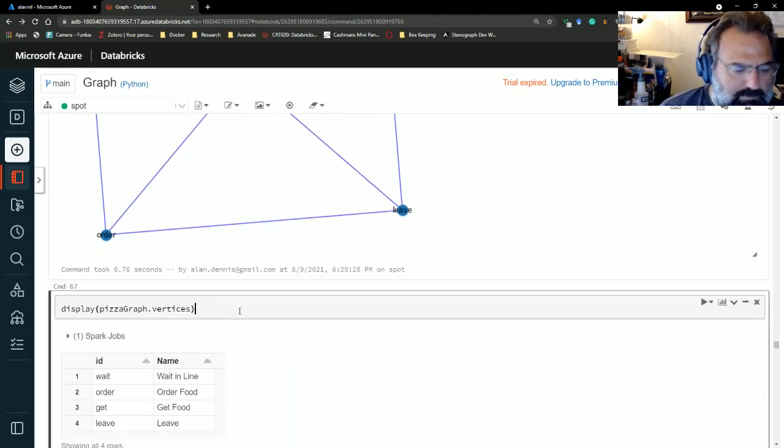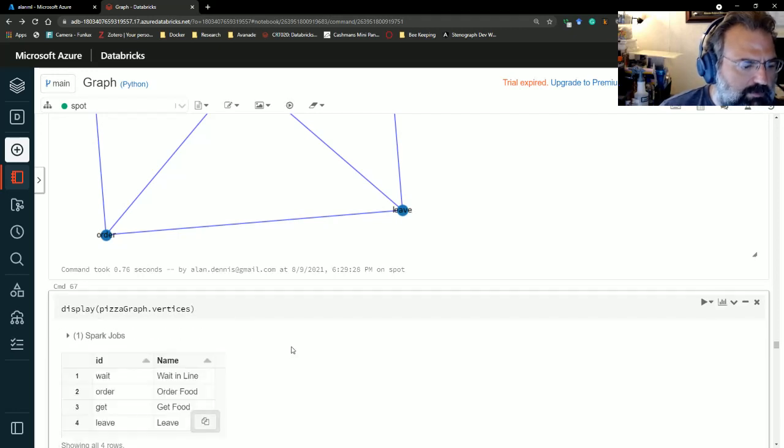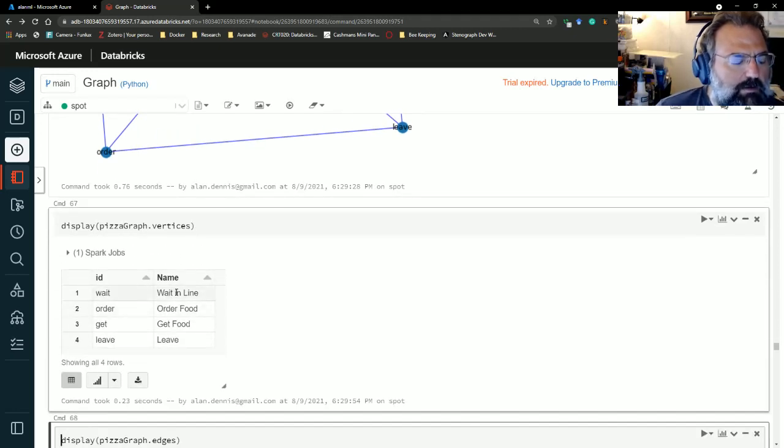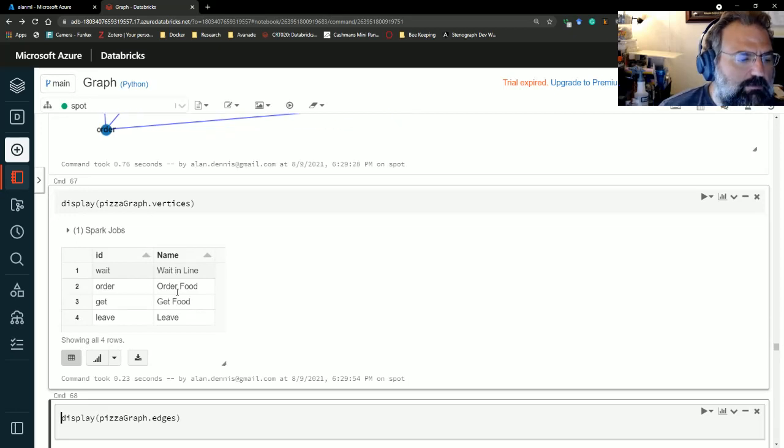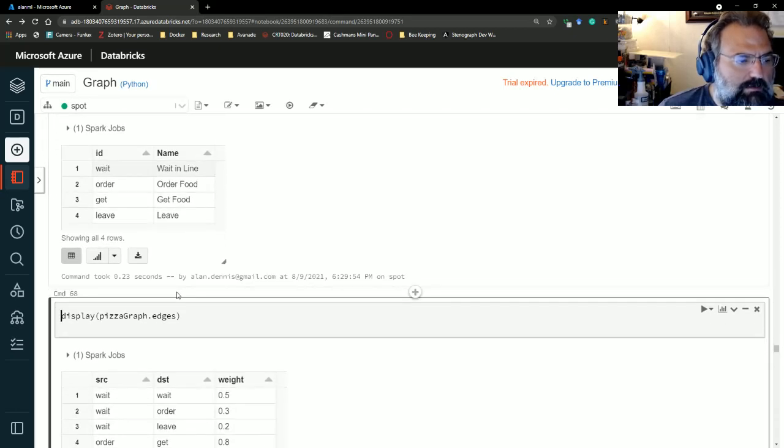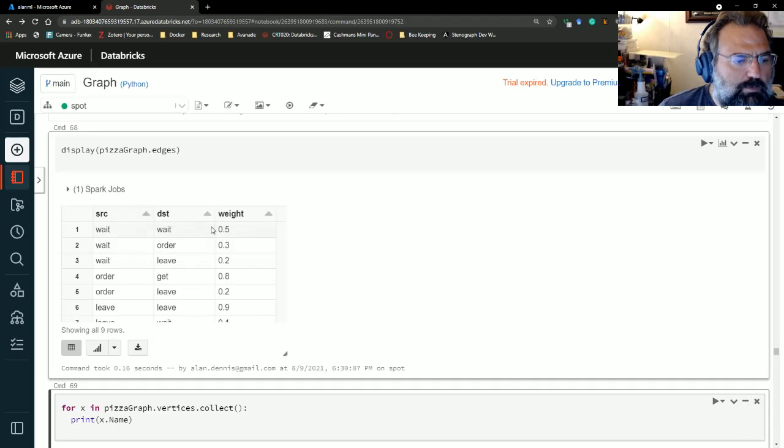We can take a look at the vertices. So pizza graph.vertices, and those are familiar, right? Wait, order, get, and then leave. So those are the names of those, and then we have our edges between those states. So you go from wait to wait, 50% chance, wait to order, 30%, wait to leave, 20%, and so on. So the basic information is in a set of edges, right?